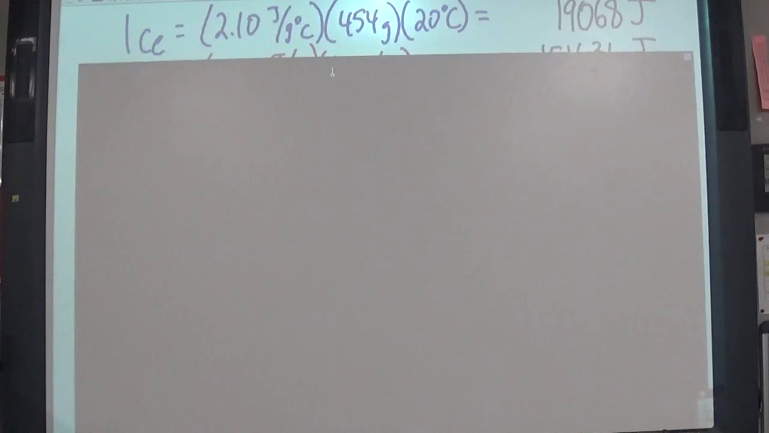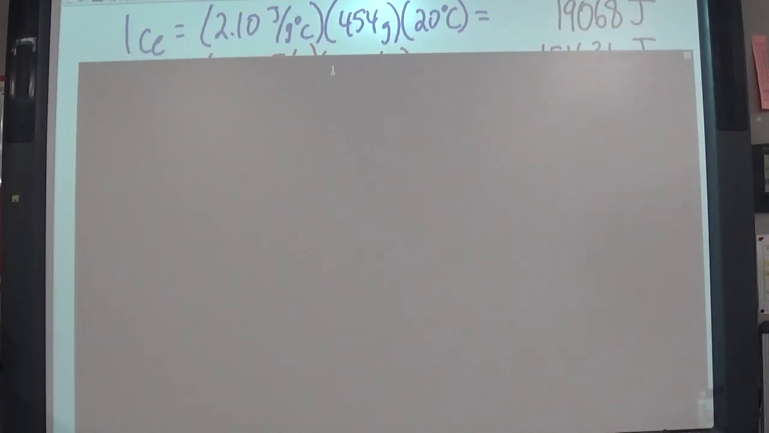First, for the ice, the specific heat was 2.10 joules per gram degree Celsius. We multiply that by the mass of 454 grams times the change in temperature, which was going from negative 20 up to the melting point. Remember that the melting point of water is 0 degrees Celsius. So the delta T is not from negative 20 all the way to the top. It's each of the little segments of our heating cooling curve graph. So when we multiply those three values, you get 19,068 joules.